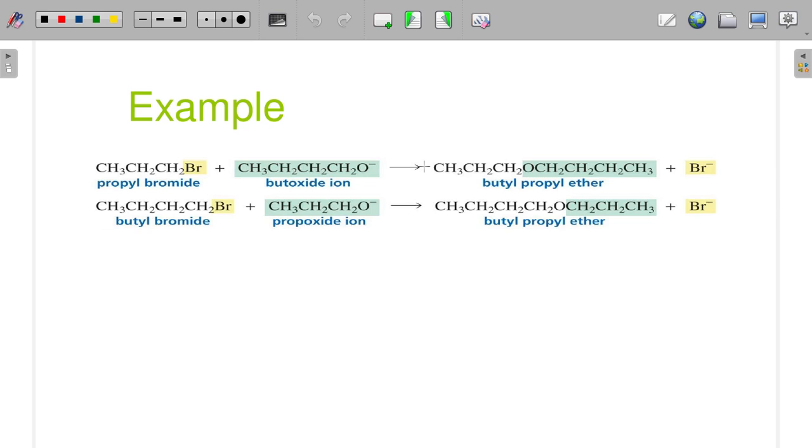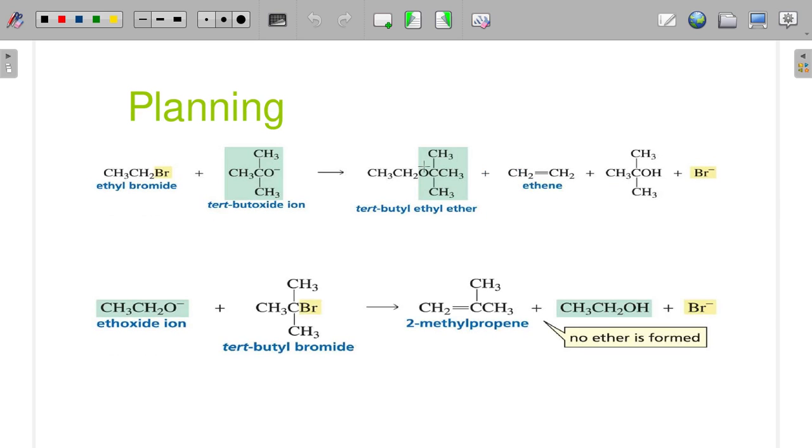However, we do want to be careful of our choices, because if I wanted to make tert-butyl ethyl ether, I could use tert-butoxide and allow it to do a backside attack on ethyl bromide, and we'd get our product. But if I try to reverse these two, now this is a tertiary alkyl halide, this is not going to do a backside attack, it's going to do an elimination.